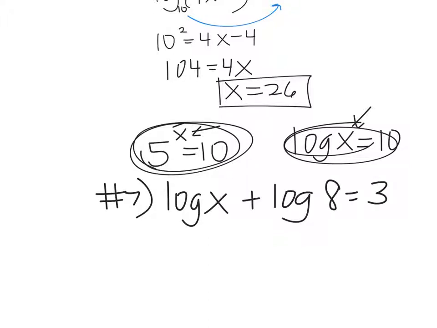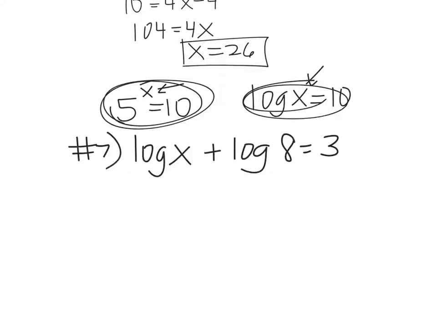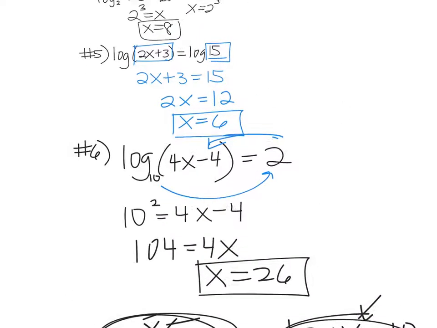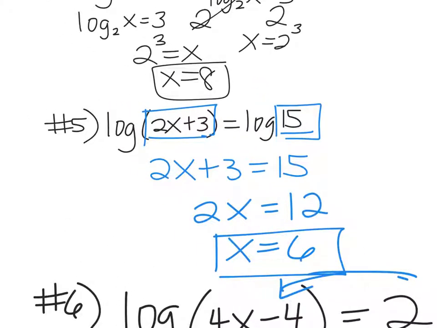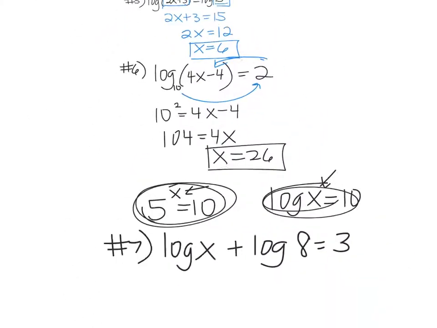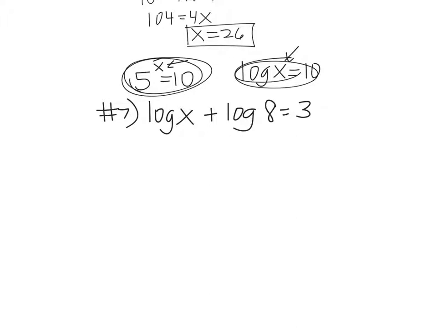Log x plus log 8 equals 3. You combine logs. Combine them. Yes, you got that right. Log stuff equals log stuff, but no, not here, because there's not a log on that side. The only time stuff equals stuff, I know we love to say it, is when it was log of stuff equals log of stuff. That was the only one that we get to say that for.